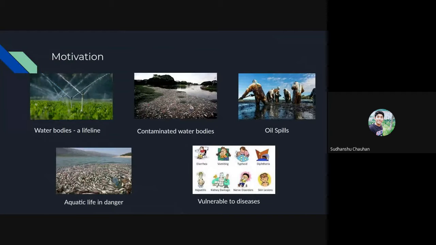Water bodies are habitats for millions of different animals and species. Nowadays, the lakes and rivers are fully contaminated and can be a matter of concern. Also, there are many cases of oil spills in pure water lakes, which is becoming a matter of concern for the existence of aquatic life. The people living nearby are mostly vulnerable to diseases in case the water body is contaminated.